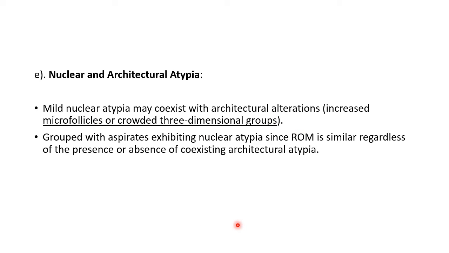So if you have both these features, then also it will be categorized under the category of AUS with nuclear atypia. And if both of them are present, then also they are grouped under this category, because the risk of malignancy is similar whether the architectural atypia is present or not. So the risk of malignancy basically depends on the nuclear atypia. So if both of them are present, then also they will be grouped under AUS with nuclear atypia.